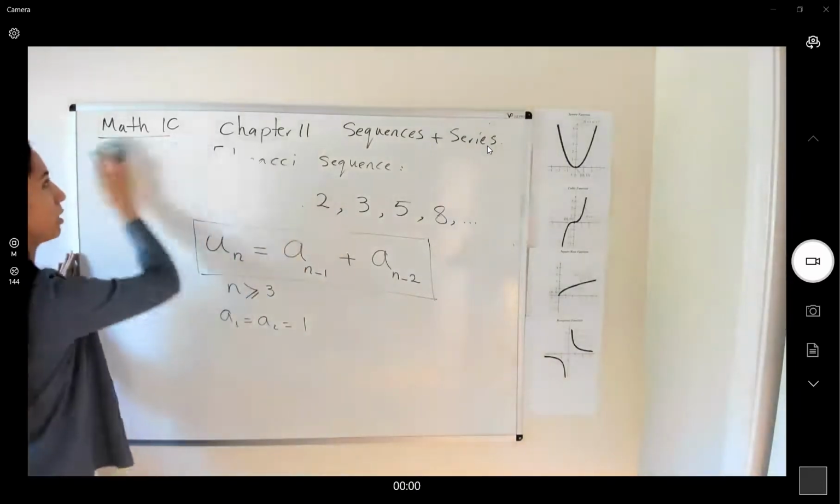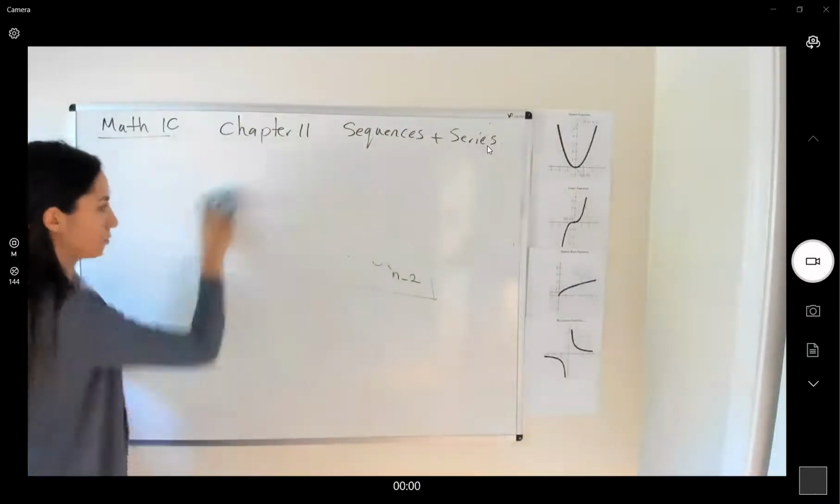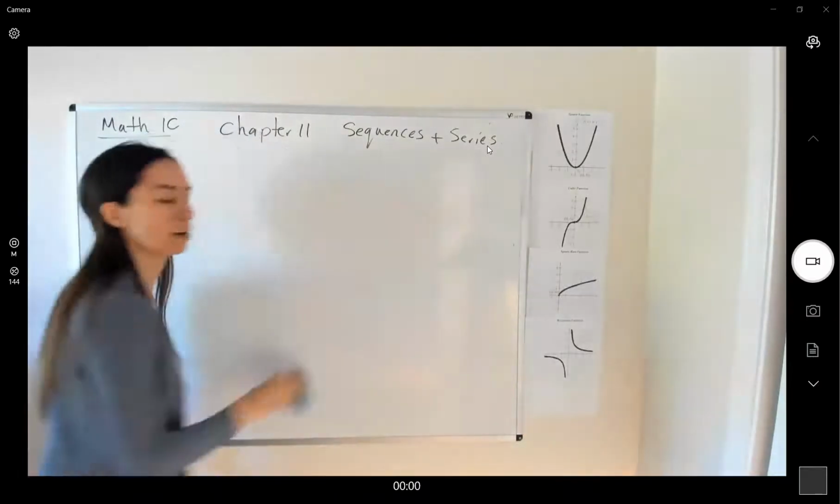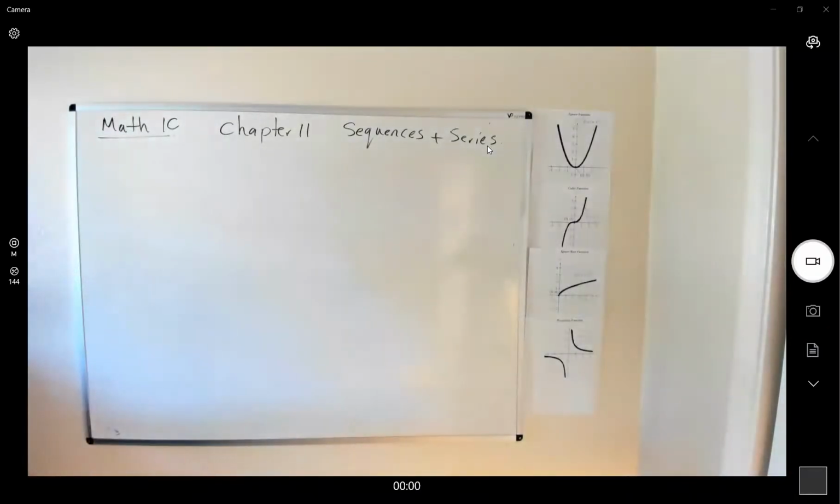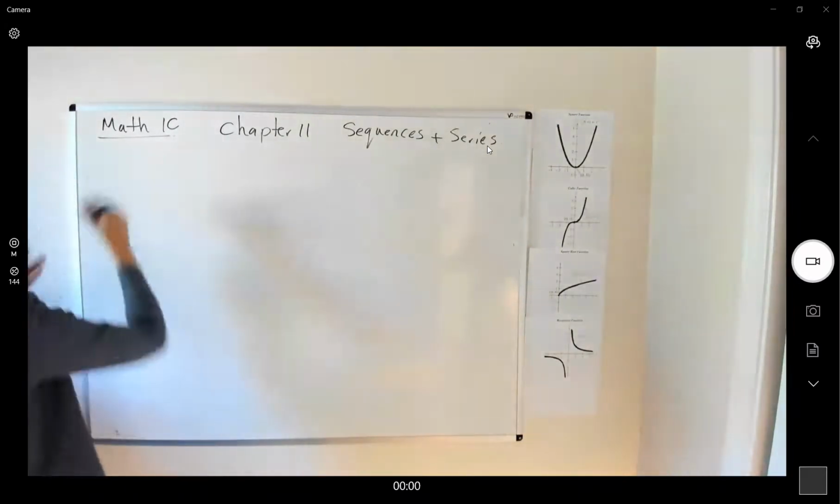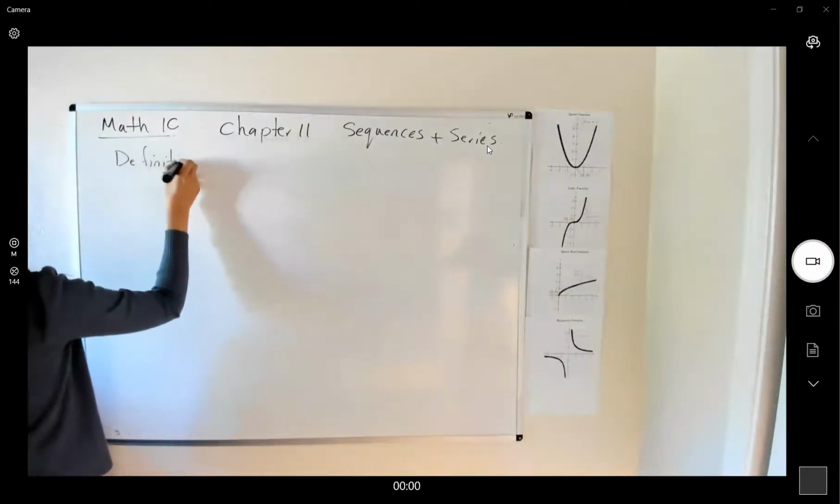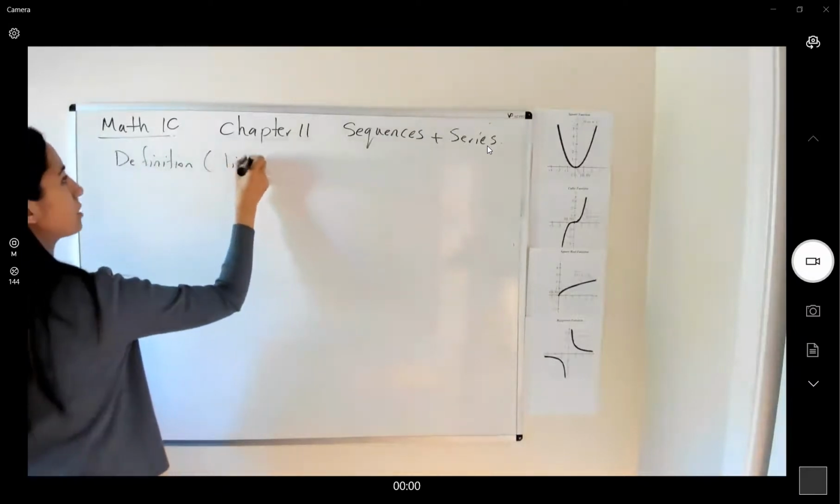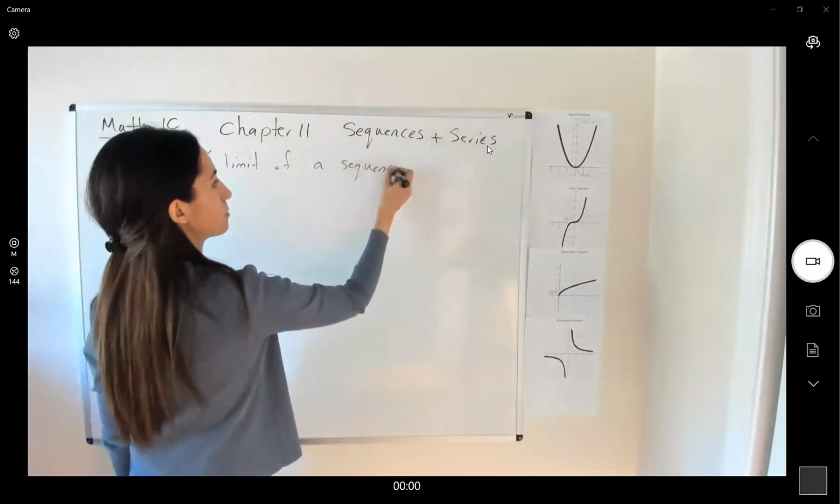So let us talk about the limit of sequences. That's how we define a convergent or divergent sequence. Let's write down the official definition of convergent or just the limit of the sequence, then we talk about it. Definition of limit of a sequence.